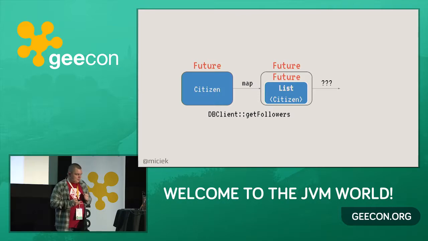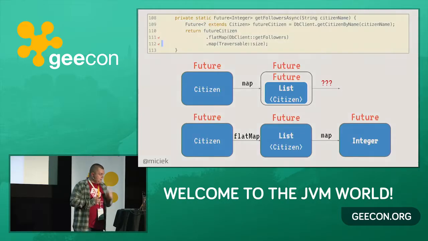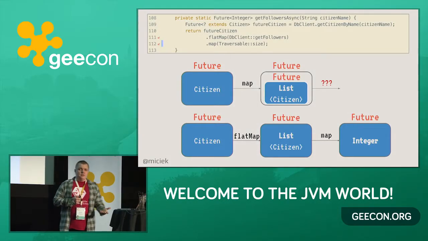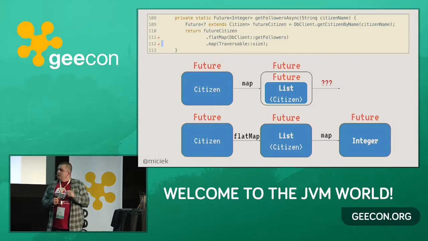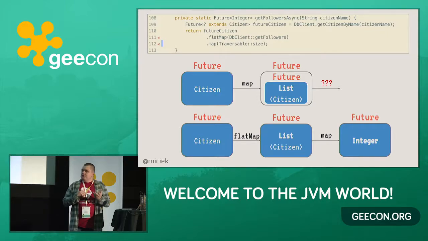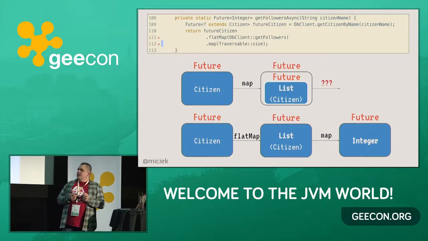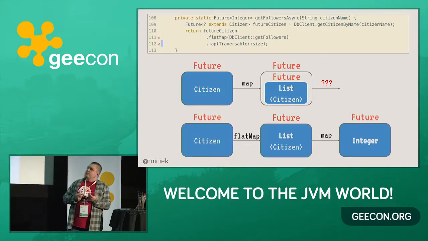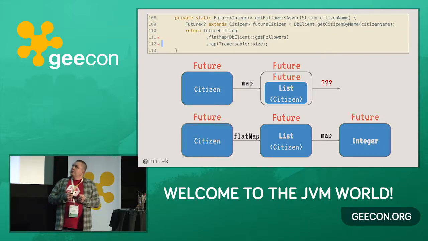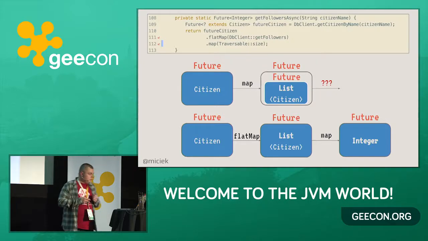So this is not something that we want to work on, but there is this flatMap function that we can use, and we can get rid of this additional wrapping. So by using a flatMap, we get a future of list of citizens, and then we are mapping over with the size function, and we will get the future of integer. So there's this function that we really want to implement. It returns future of integer, right?